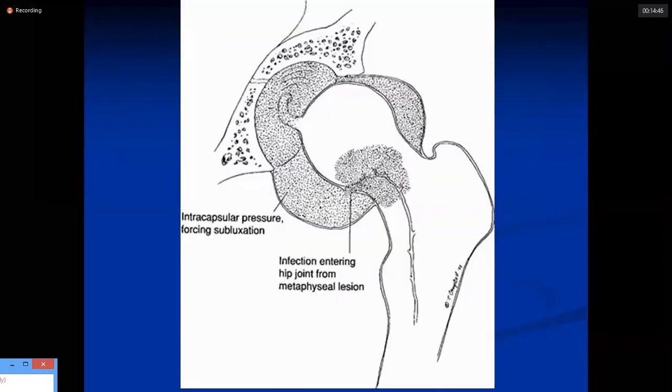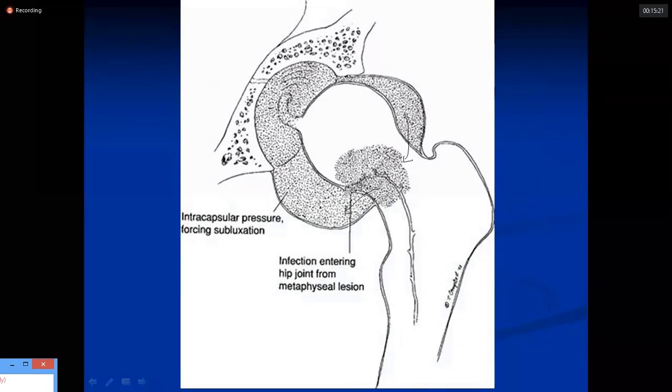If we look at the joint anatomy, if this is the physis, there are certain areas in the body in which the metaphyseal area is intracapsular. If this is the metaphyseal area and it is within the joint, the infection from here can easily transmit within the joint. Similarly, any infection in the joint can transmit to the metaphyseal area.